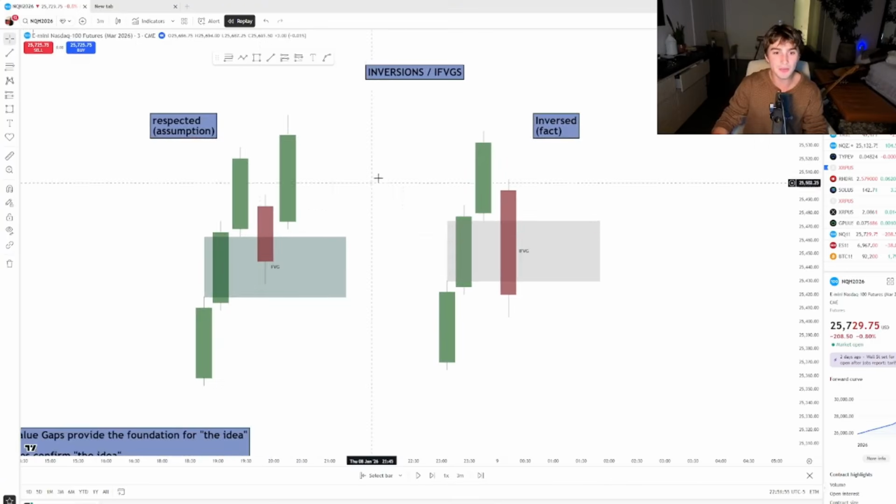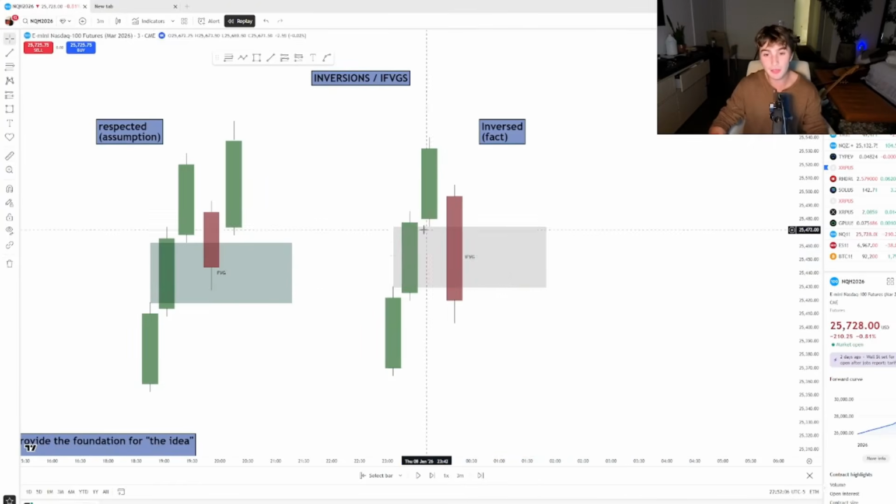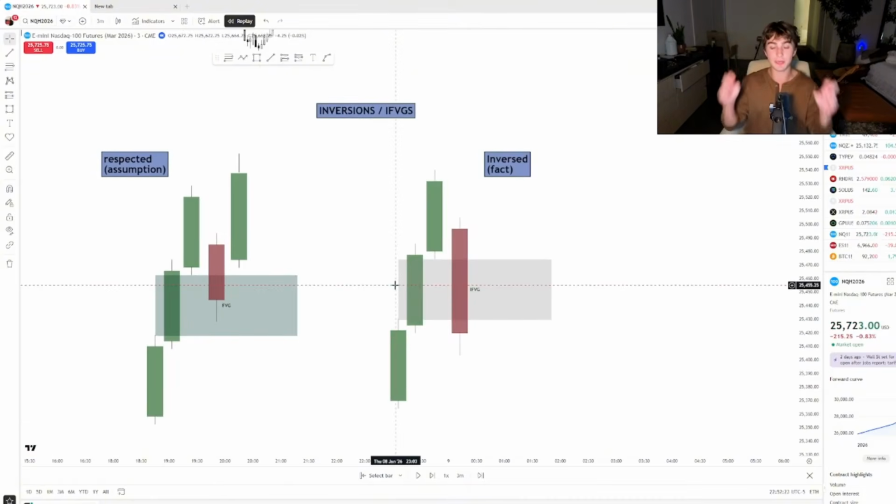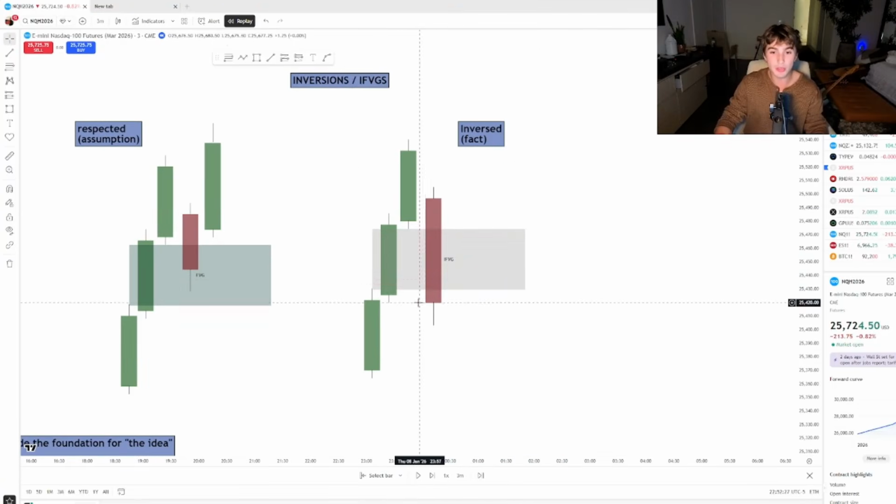Well, an inversion is invalidation of a fair value gap. Here, right, we see price go lower and the body closes below the fair value gap. Instead of wicking it or whatever, the wick can go down to here, but if the body still closes up here, then the fair value gap is considered respected. If it's inversed, right, the body closed below it in this case, therefore invalidating the fair value gap. And now that is a fact. So what I'm trying to say here is, while a fair value gap getting respected is only an assumption, a fair value gap getting inversed is a fact.